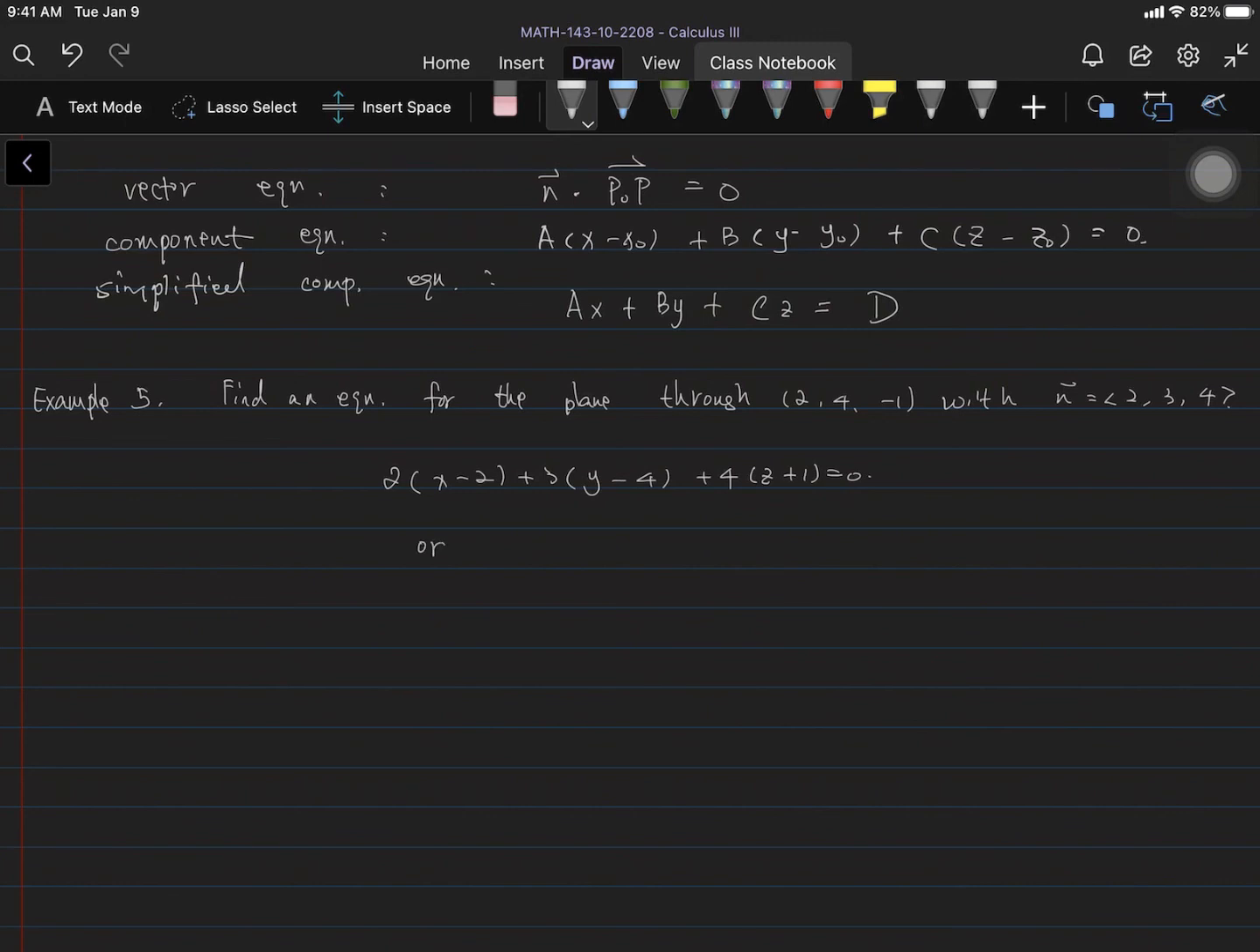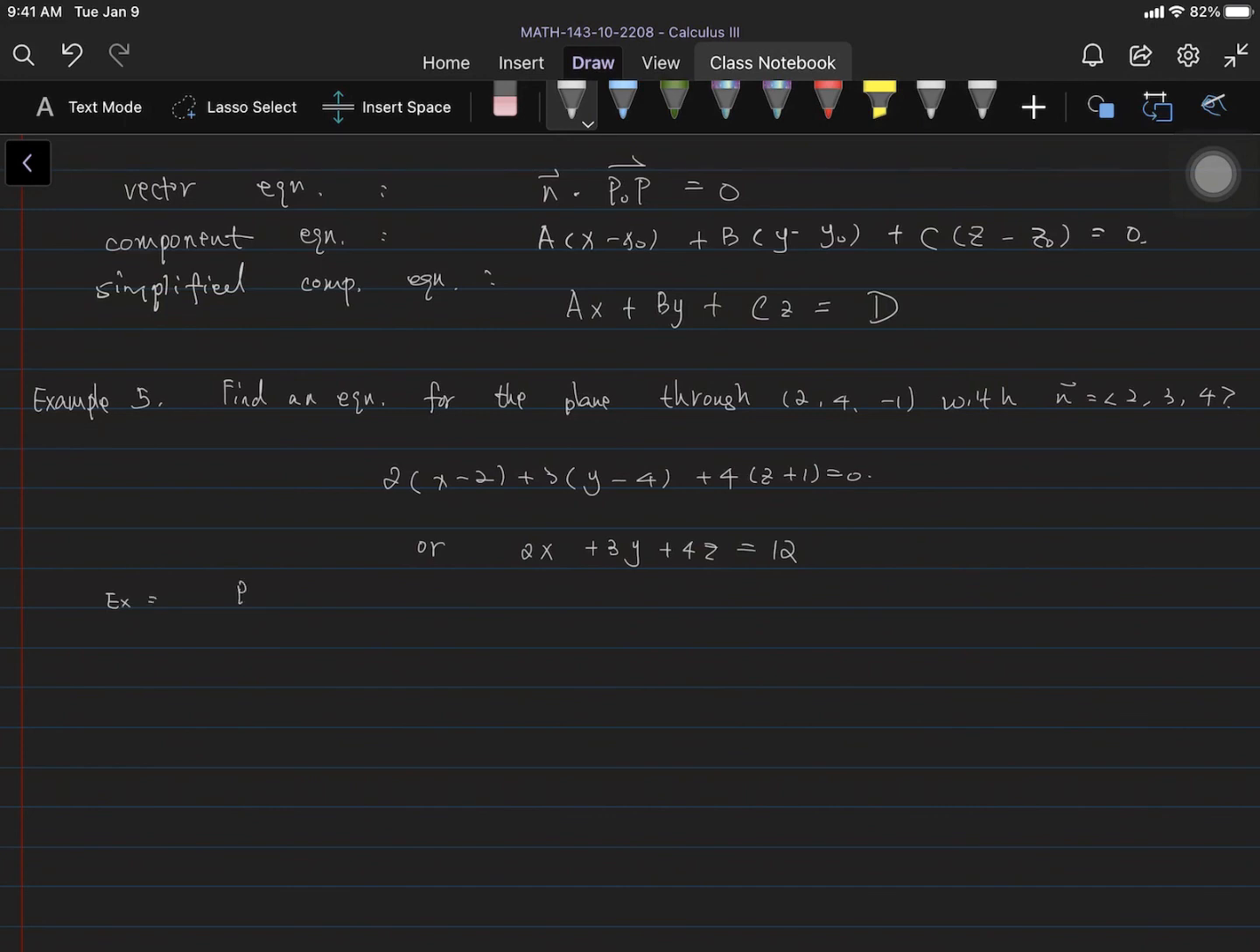But here I want to show you what the general form looks like. If we simplify this equation, we can get this equals 12. And this is called the simplified component equation or general equation, so you can see. But you don't have to.